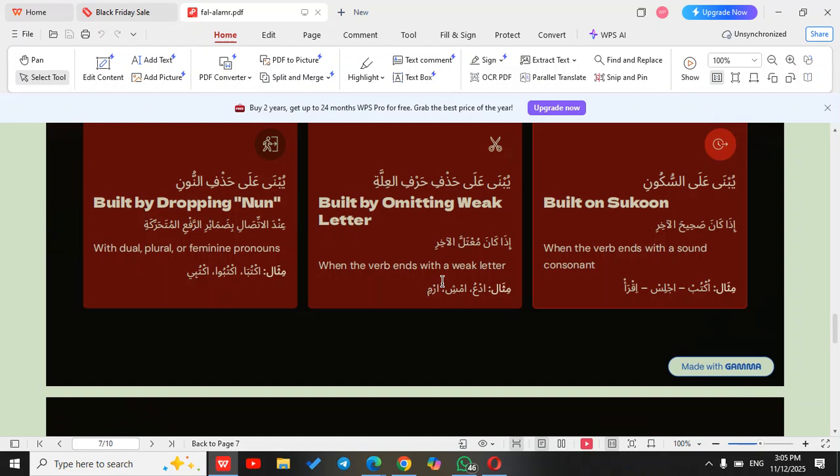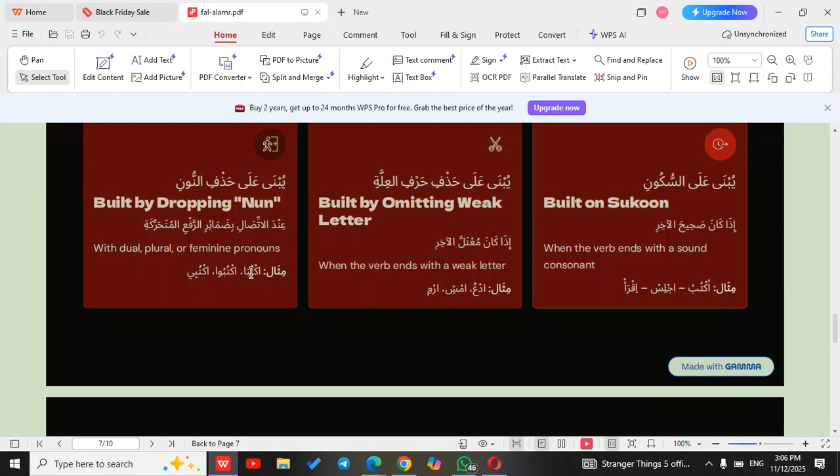So if you want to do the i'rab of this type of verb, we are going to say fi'lul amr mabniyun ala hadfi harfil illa. While the third one is mabniyun ala hadfin nun, which means we are going to be building fi'lul amr on sukun when it is attached to the pronoun of subjects, either for masculine or feminine.